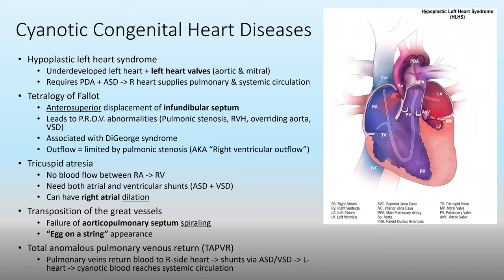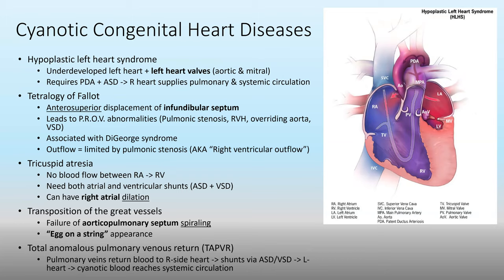Tetralogy of Fallot. So the primary feature is displacement of the infundibular septum. And we'll contrast that with transposition. The primary problem is failure of the aorticopulmonary septum to spiral. So this area typically spirals to form, and you can imagine how this looks like it's spiraled. The aorta goes like this, and the pulmonary artery comes over top and then snakes underneath it. So failure of spiraling would be a transposition versus displacement would be a tetralogy of Fallot. Leads to the PROV abnormalities.